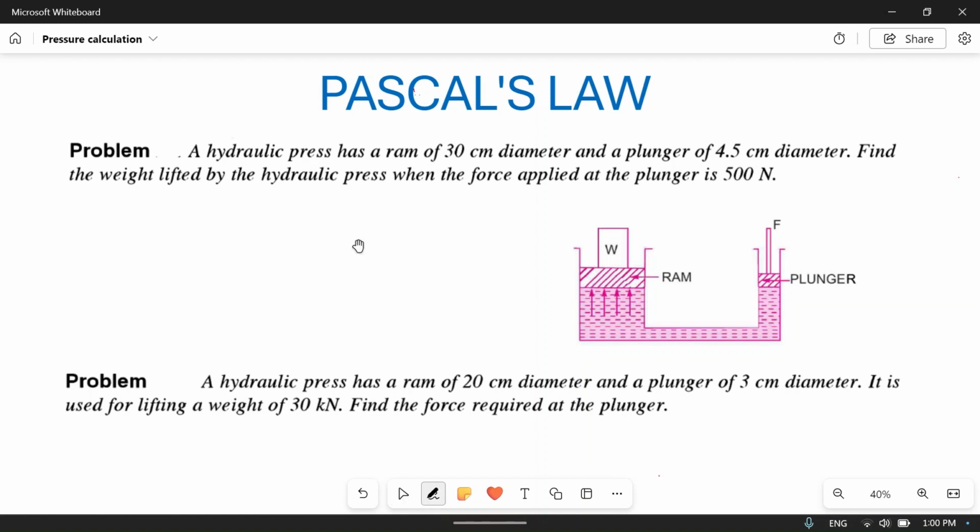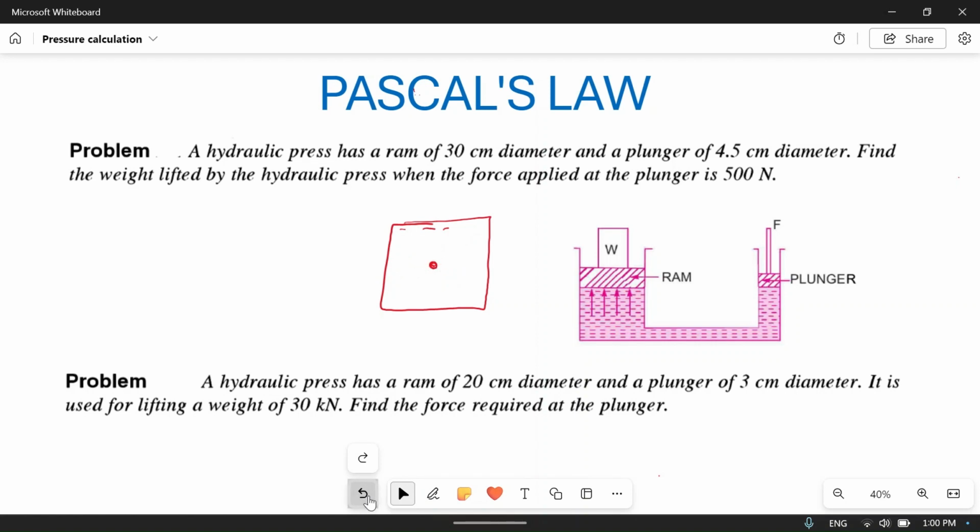Pascal law states that if there is a very small fluid component, suppose this is fluid and this is a tank filled with water, then the pressure in all directions at this point in the fluid will be the same. So pressure will be the same at this point from all directions.